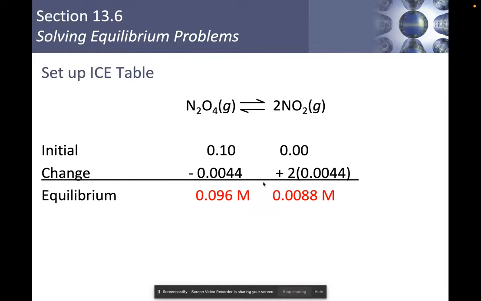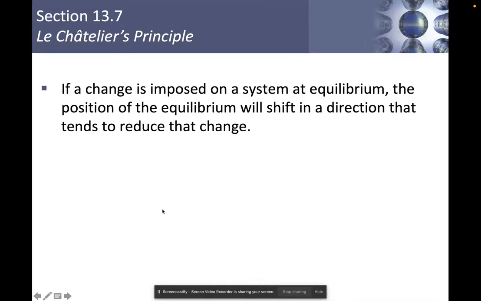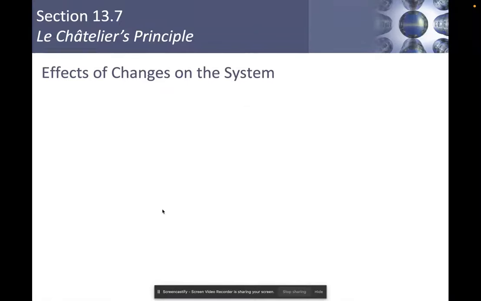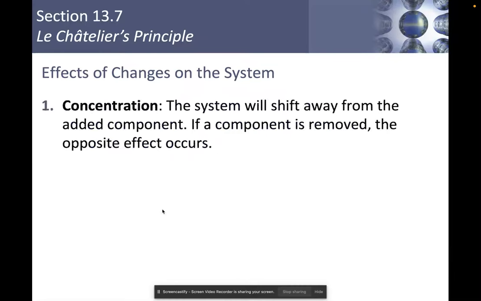If a change is imposed on a system at equilibrium, the position of the equilibrium will shift in a direction to reduce that change. I always say it's applying stress. If you're applying stress to a chemical equation that's in equilibrium, it will try to relieve that stress however it can. So what are the 3 ways that we can affect a system? Well, concentration is one way. If you add something, it will try to shift in a way to remove that component that you added. On the other hand, if you remove something, it will try to make more of whatever you removed.